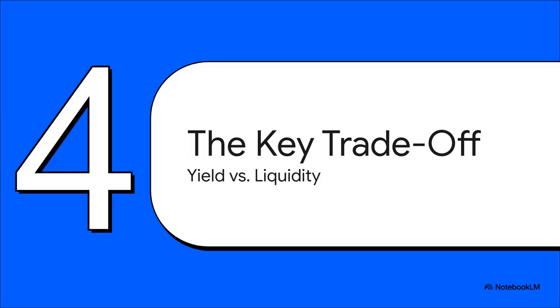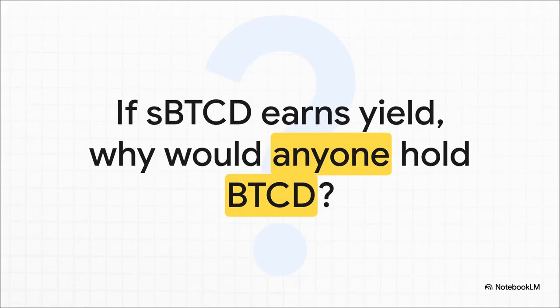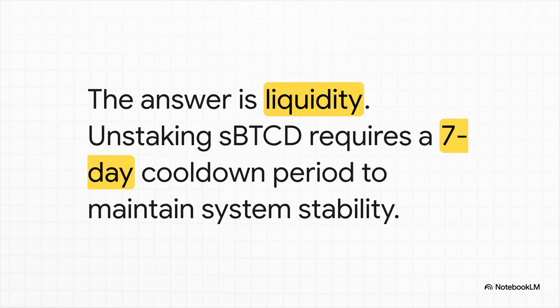So, all of this sets up the big choice for anyone using the protocol. It boils down to this. Do you want the juicy yield that comes from staking, or do you need the instant flexibility of the base token? And that leads to the question that's probably already on your mind, right? If you can stake your tokens and earn a great yield with sBTCD, why on earth would anyone choose to just hold plain old, non-yielding BTCD? The answer comes down to one simple word: liquidity.